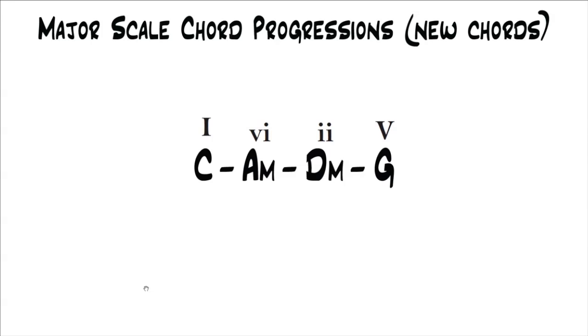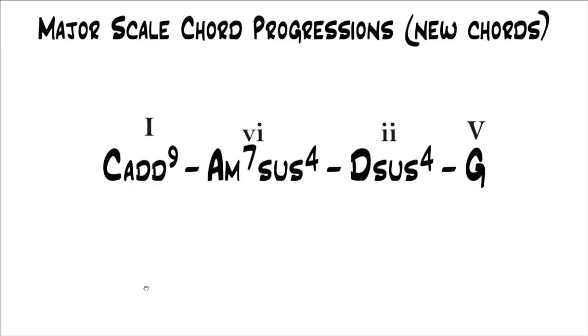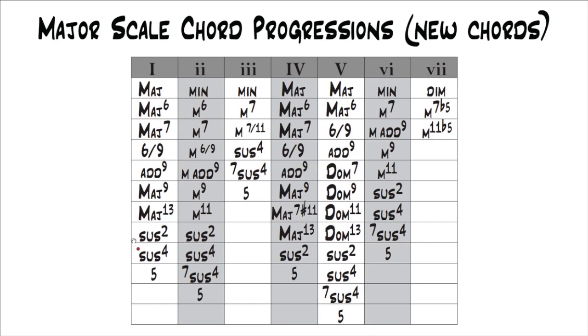So if we took the chord progression C, A minor, D minor, and G, which is a 1, 6, 2, 5, another really popular chord progression, we could do something like a C add 9, A minor 7 sus 4, D sus 4, and G, which if we look back at this chart, we had a C add 9 for the 1, an A minor 7 or just an A7 sus 4 for the 6, a D sus 4 for the 2, and then just a regular G for the 5, just a regular major triad.